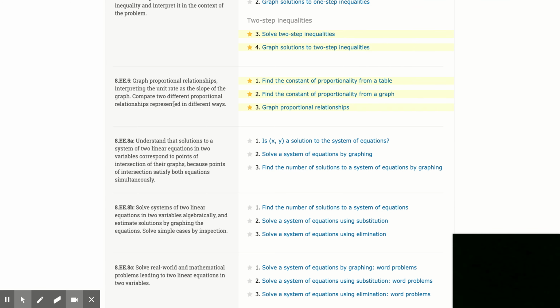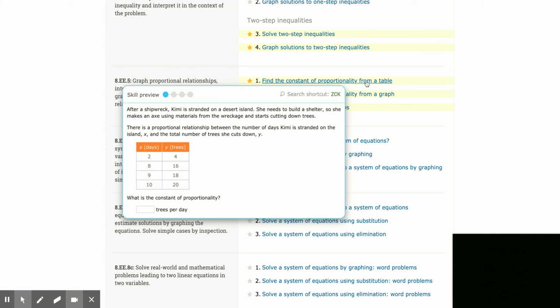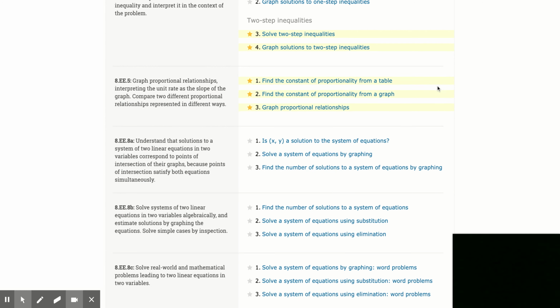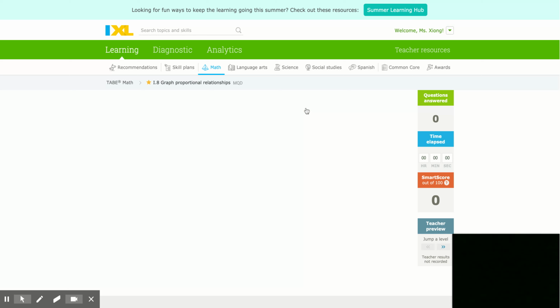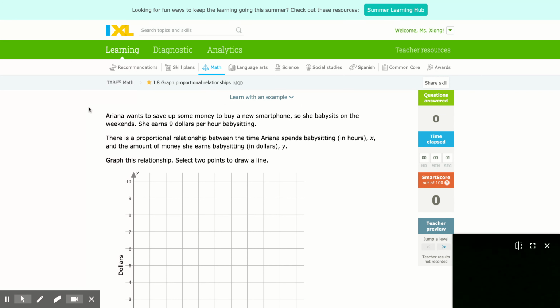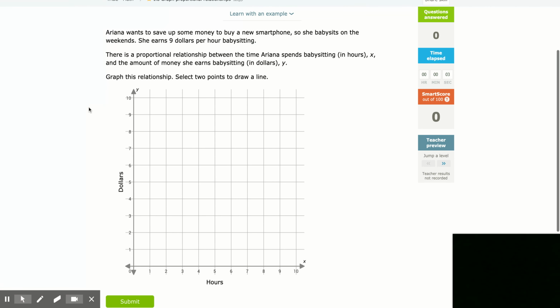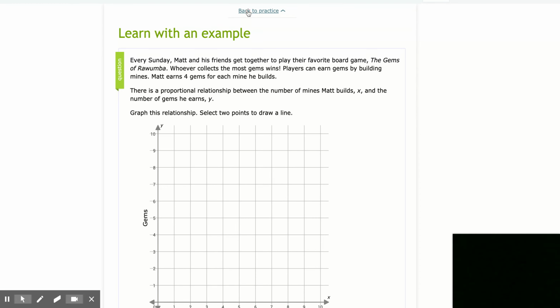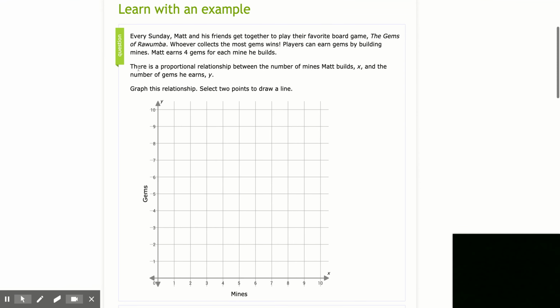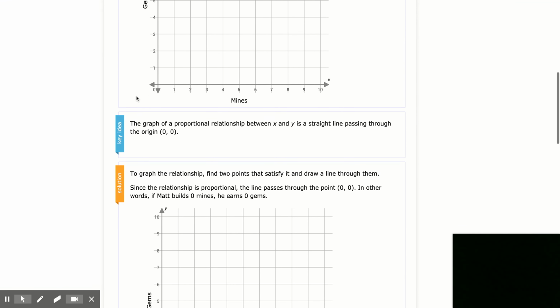Okay, so after you find the constant of proportionality for a table or graph, you should be able to graph anything that has a proportional relationship. So basically, you should be able to find the slope. All right, so let's look at this example. Key ideas before we start.